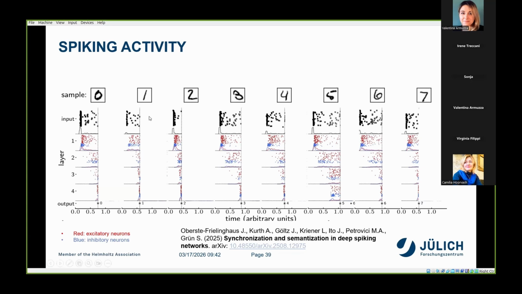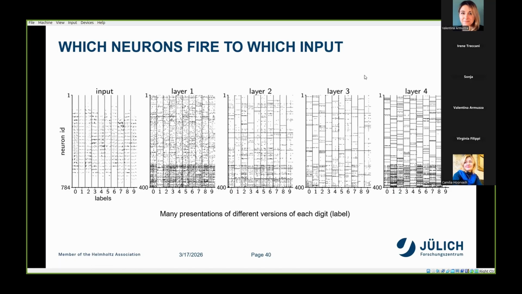And if you look at this for the different digits, it looks alike. The activity looks alike. So I thought, how should this go? I mean, how does this work? And then we did the following. We were first looking at which neurons fire to which input.